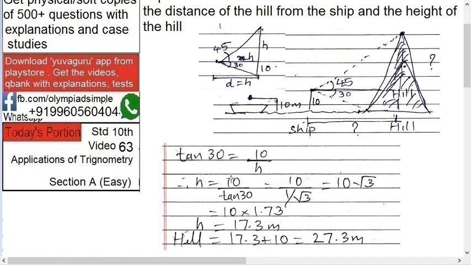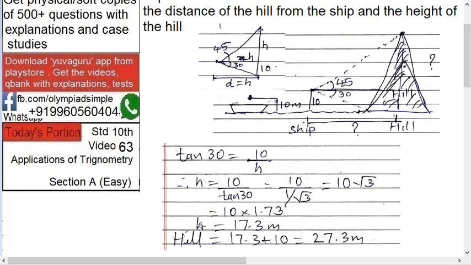So h equals what? 10 upon tan 30. But what is tan 30? 1 by root 3. So h equals 10 root 3. Root 3 comes up, so you can multiply it. 10 into 1.73. Look at what's given in the exam. If 1.73 is not given, and the answer is in root 3, keep it as it is.